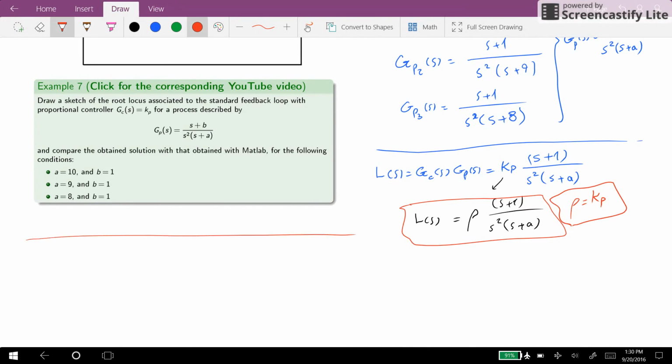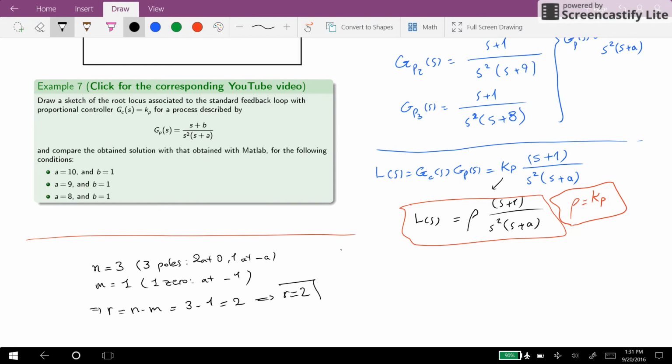So let's start as usual, determining the value for n and m. N is equal to 3 because we have 3 poles, 2 at 0, 1 at minus A. M is equal to 1, one zero at minus 1, and as a result R, which is N minus M, is equal to 3 minus 1 or 2. So R is equal to 2. This means that there are 2 asymptotes for our root locus.